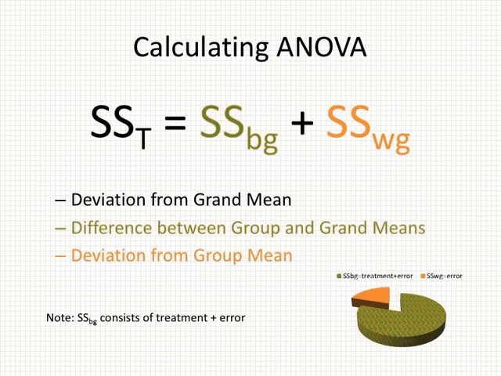So when we're calculating ANOVA, we're going to deal with sum of squares. You subtract the mean from each score, then you square it, and then you sum them all together. So that's the sum of squares. There are going to be 2 types of sum of squares. One is sum of squares between groups, and one is sum of squares within groups.